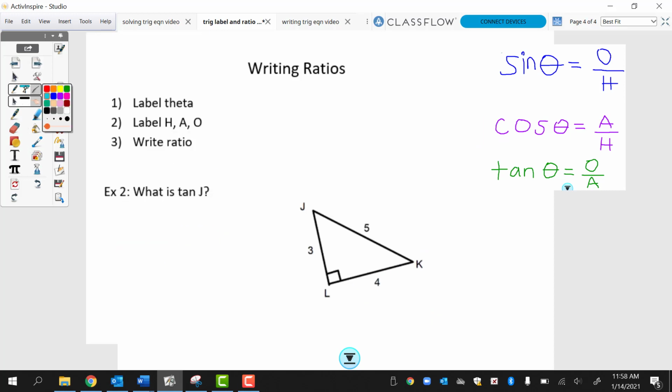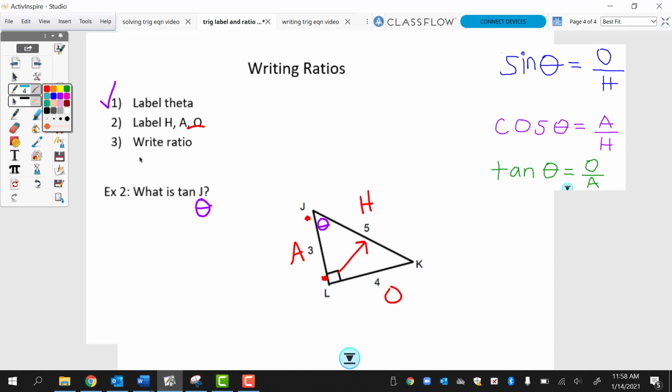Last example. The question said, what is tan of J? Tangent of theta. So first thing I got to do, label theta. So where is theta supposed to be? Well, the equation tells me theta is supposed to be on J. So I'm going to find J in the picture. Here's J up here. I'm going to put theta up there. Check. Then I'm going to label my sides, H, A, and O. So H across from 90. A is between theta and 90. So here's A. And then O is my last side.